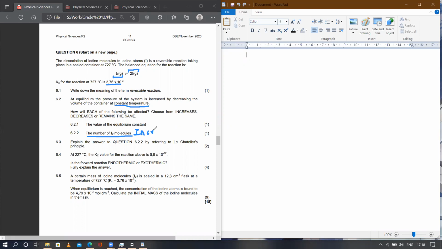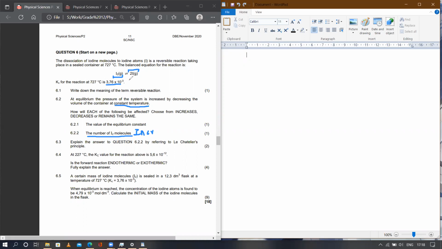So do you understand what I'm saying? Yes, sir. Yeah, so you just have to state what happens. Sometimes it's a mark, sometimes it's not gonna be a mark, but you have to state what happens. State how the equilibrium is gonna shift and state which side on your given equation is going to be favored.